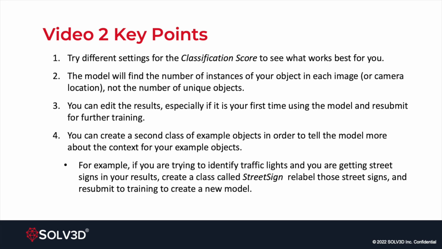In particular, you can create another class of example objects, a second or third class, to give the model more context about your example objects. For example, if, as in this video, you're trying to identify traffic lights, but you're getting some street signs showing up in your results, create another class, call it street sign, relabel the ones that it found thinking that they were traffic lights as street signs, add some more street signs in, and resubmit to training. The algorithm will then take that extra information and create a new model which may give you better results.